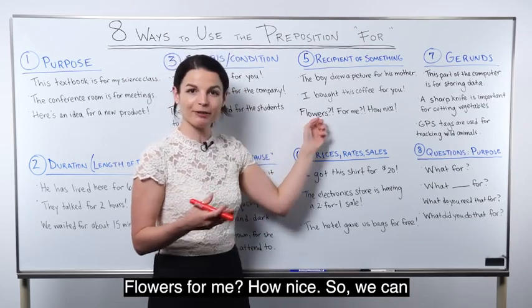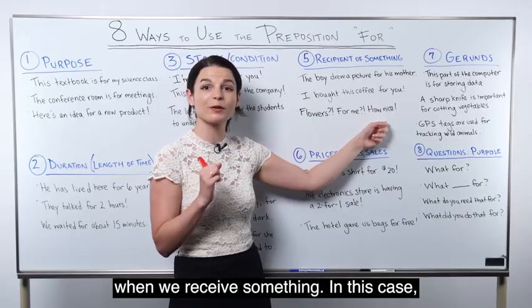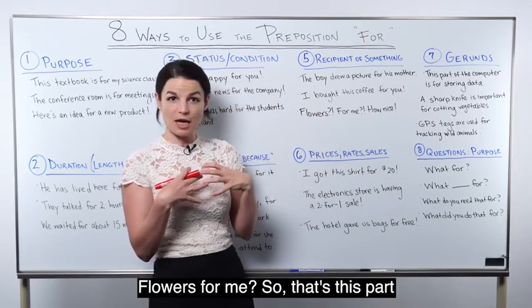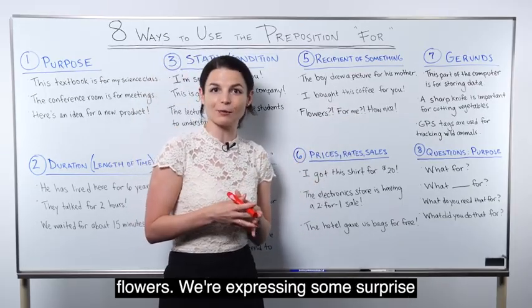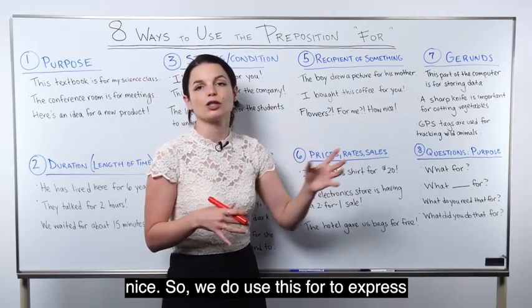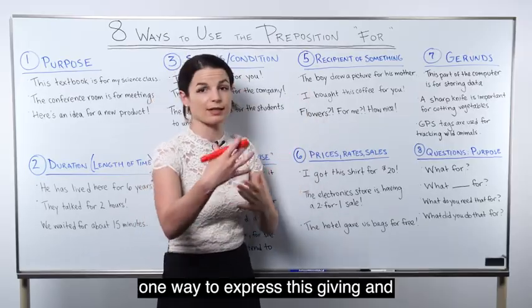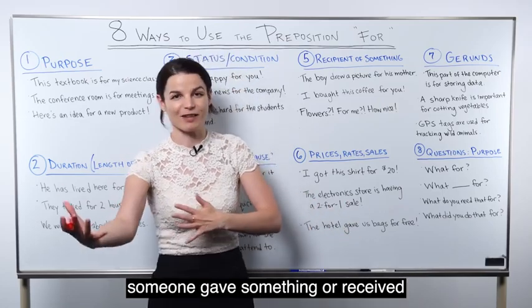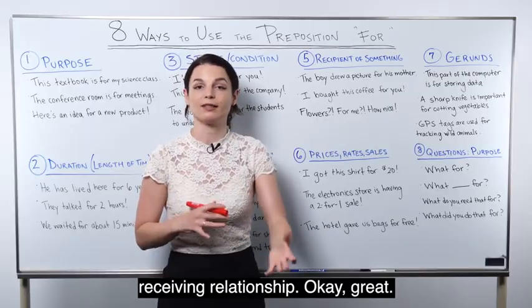One more. Flowers for me? How nice. So we can also do this to talk about ourselves when we receive something. In this case, the person received some flowers. Flowers for me. So this part right here is expressing, oh my gosh, I'm the recipient of the flowers. We're expressing some surprise here. For me, oh my gosh, how nice. So we do use for to express the recipients of things. This is just one way to express this giving and receiving type of pattern. Of course, there are many ways to express that someone gave something or received something. This is just one pattern you can use to talk about this giving-receiving relationship.